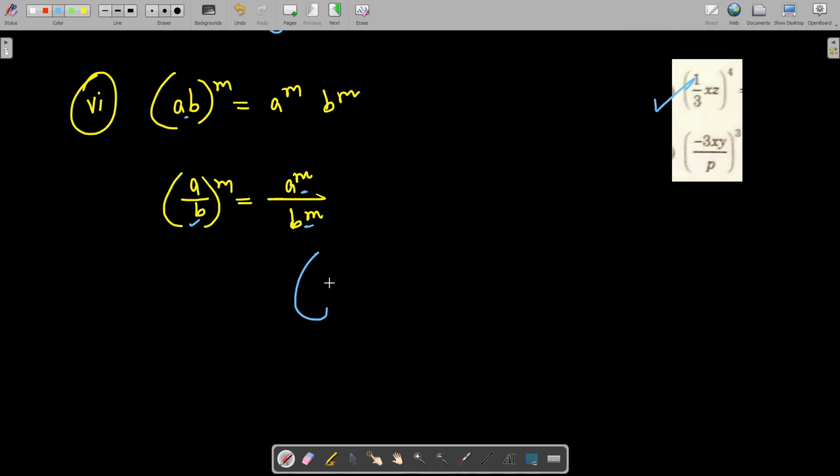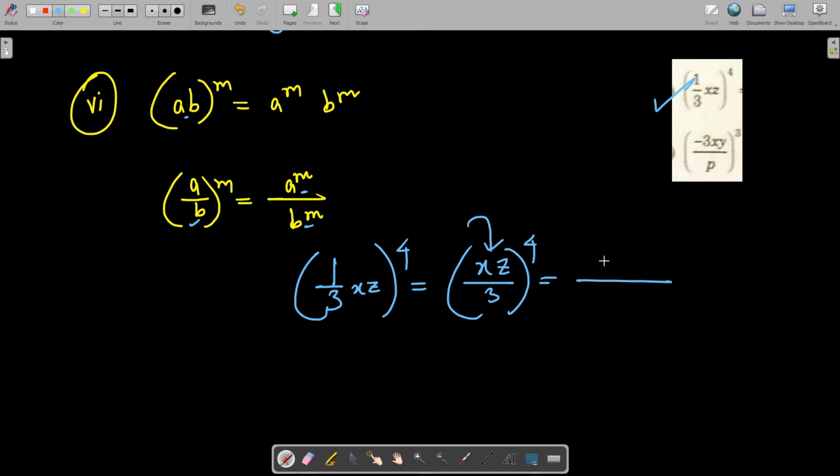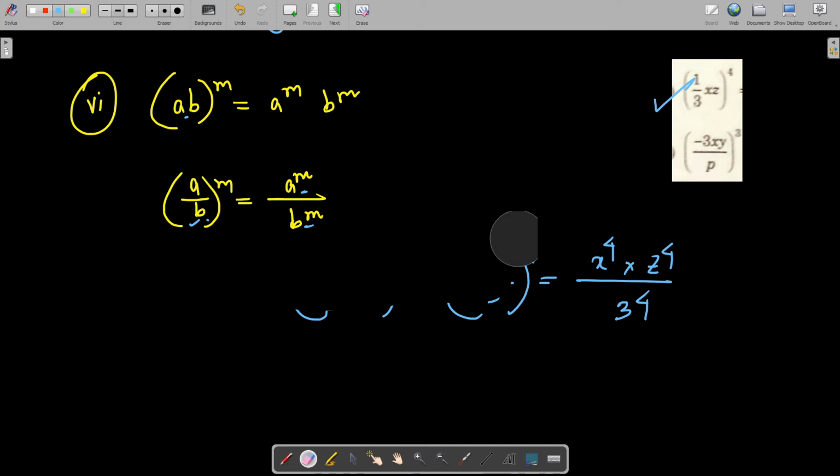So the first question is 1/3 of xz whole to the power 4. Now see, let me make the fraction look better. I can write xz by 3 to the power 4. Now the first law we're going to use here. So it will become simply x to the power 4, z to the power 4. And the second one we're going to use here. So it will become 3 to the power 4. Very simple, very easy to understand. Let's try the next example.